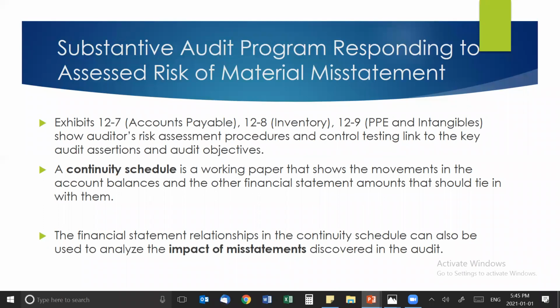When you're looking at substantive procedures, Exhibits 12-7, 12-8, 12-9 show the audit program and assessment and audit procedures for accounts payable, inventory, and PPE and intangibles. A continuity schedule is a working paper that shows movements in the account balances and the other accounts that should tie in with them. We would look at the relationships in the continuity schedule to analyze the impact of misstatements discovered in the audit. So let me just show you one of these.